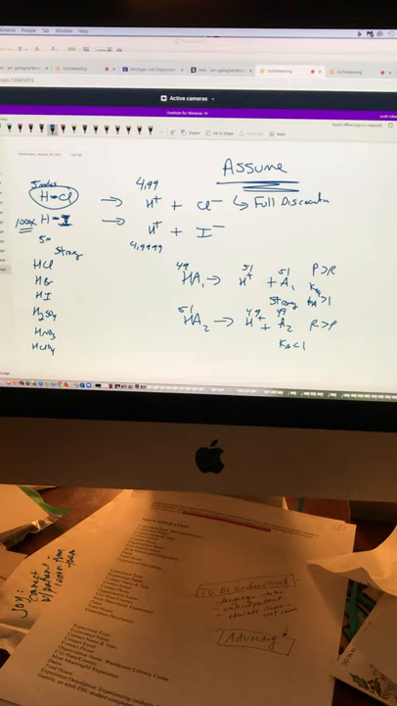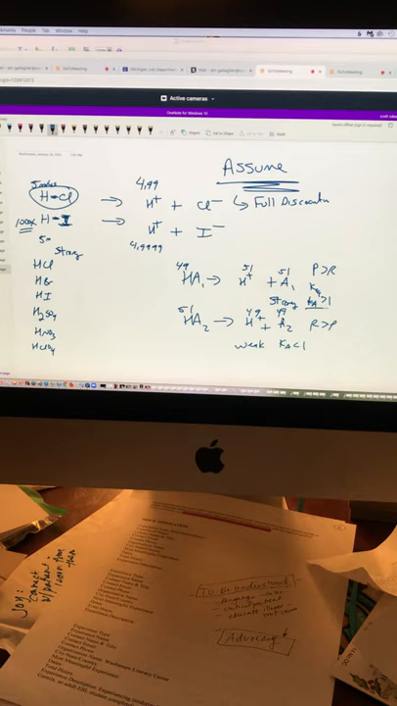That's the definition of strong, folks. Strong means K is greater than 1. Weak means K is less than 1. That's it. And don't forget, Ka can never be negative. You can't have negative products and reactants. That's not a thing in science. Well, not this science.